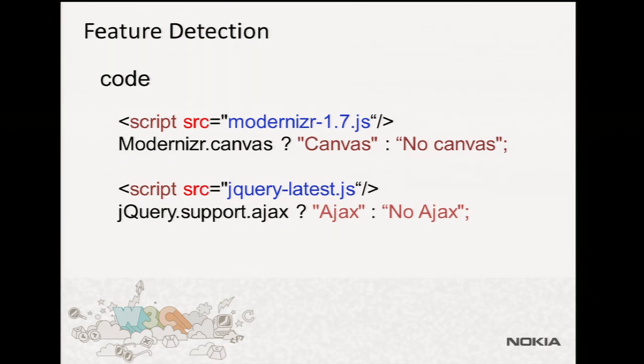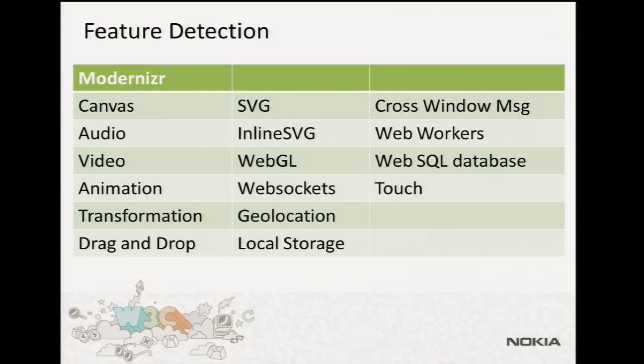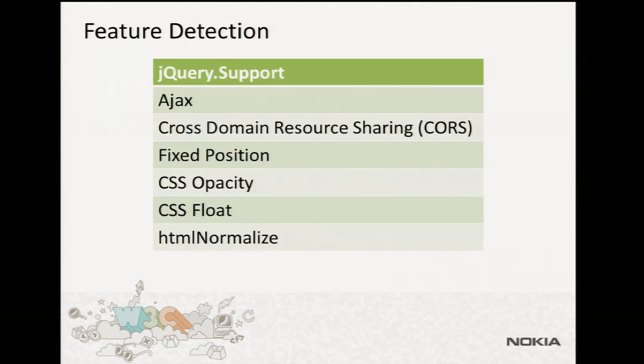jQuery.support, whether it supports AJAX or not, that's a simple Boolean property. You can query that and you get back a result. Based on your result, you implement your application. And then a lot of these features come with Modernizr. So you don't have to worry about whether your device supports SVG, WebSockets, geolocation, local storage, drag and drop. All of these are just Boolean properties. You query them, get back a result, and then the same with jQuery.support.